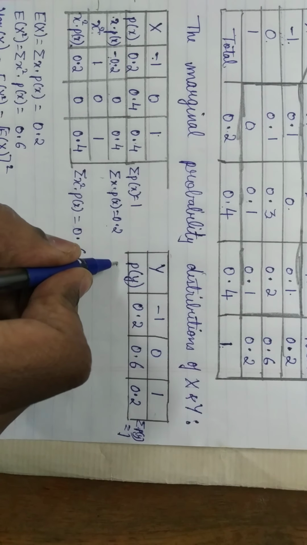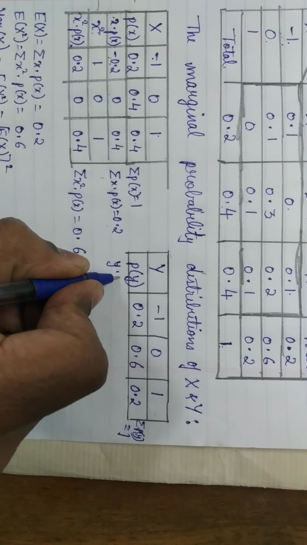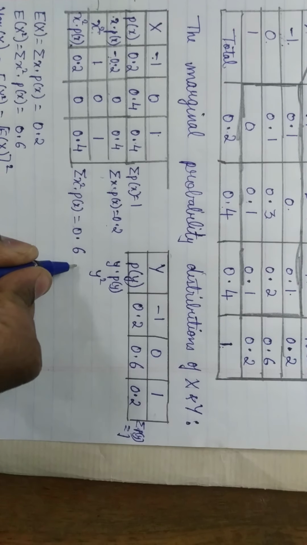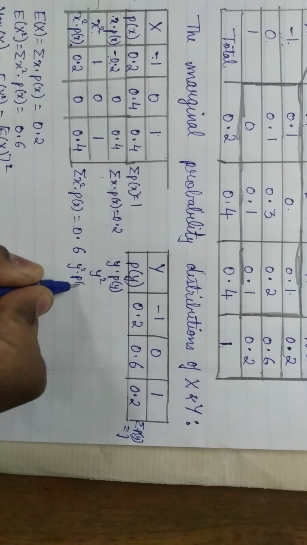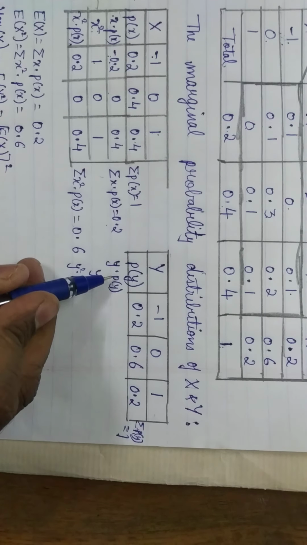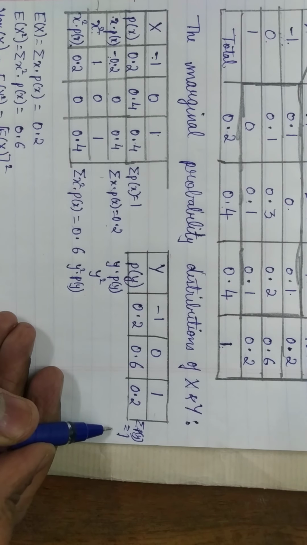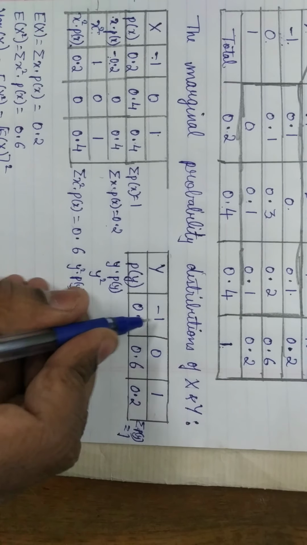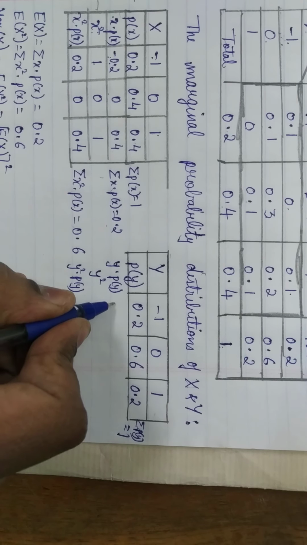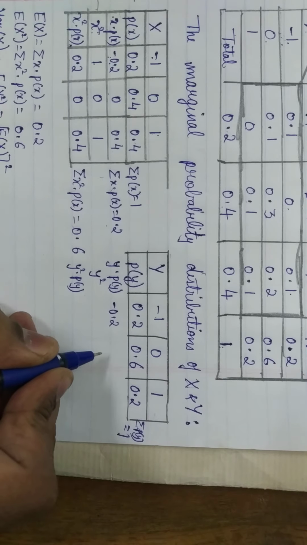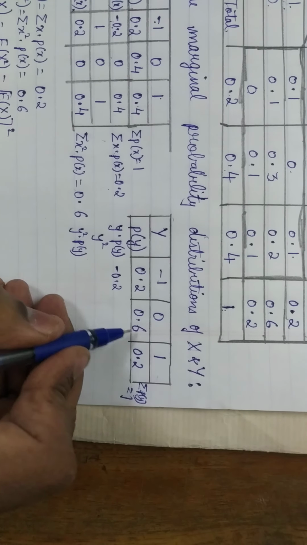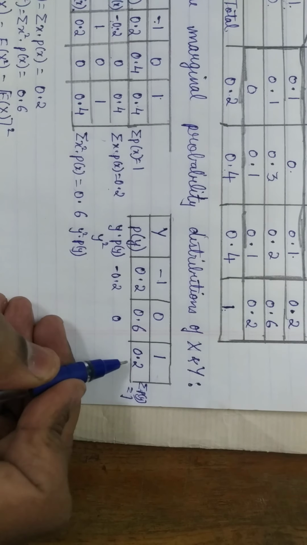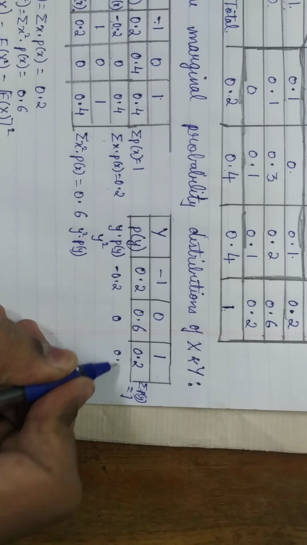Okay, so y into P of y, then y square, and y square into P of y. So summation of y into P of y will give E of y. So I'll just multiply these two. If I multiply minus 1 into 0.2, I'll get minus 0.2. Then 0 into 0.6. So 0 into anything is 0. 1 into 0.2 is 0.2.